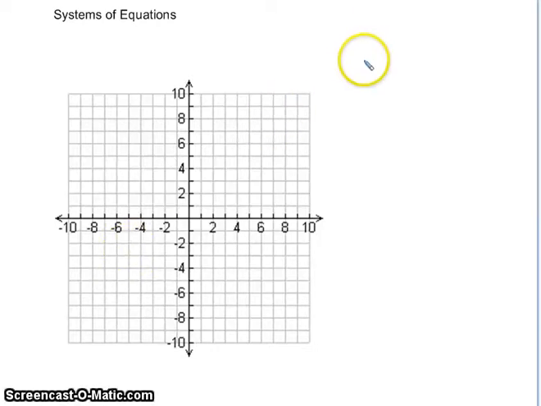Happy Friday. We are going to just quickly review once again how to graph a system of equations, and then you are going to have some more systems of equations to practice on your own.